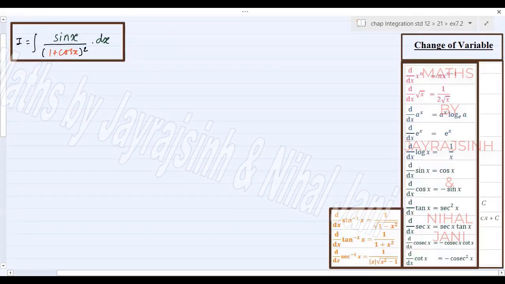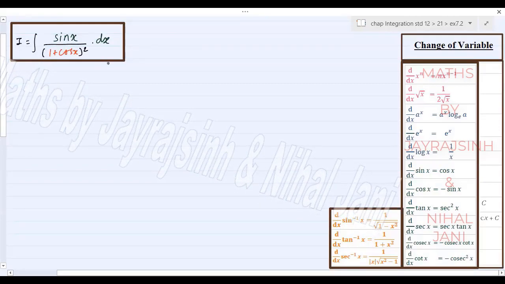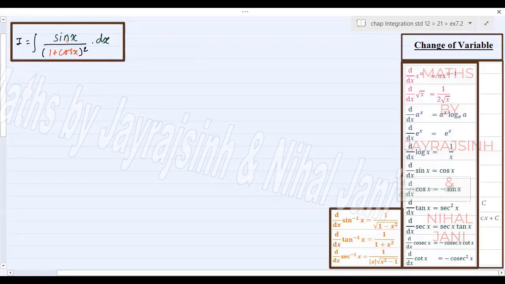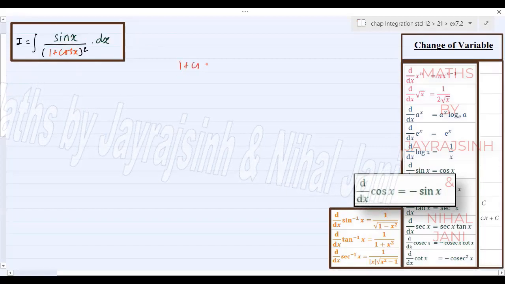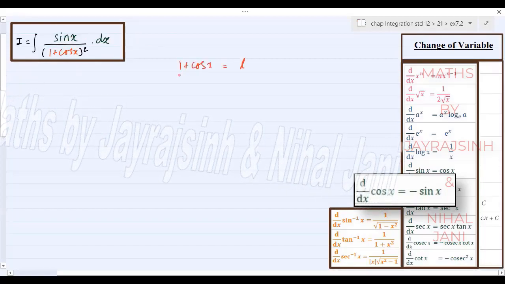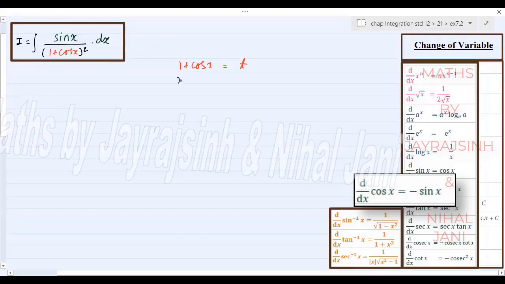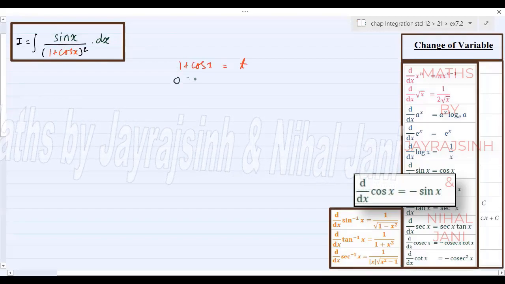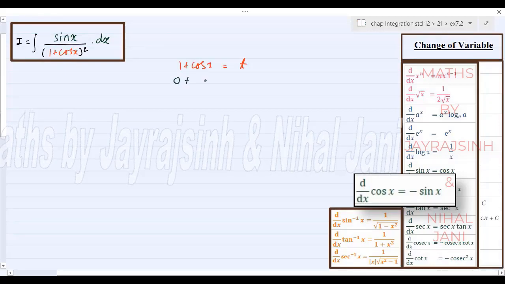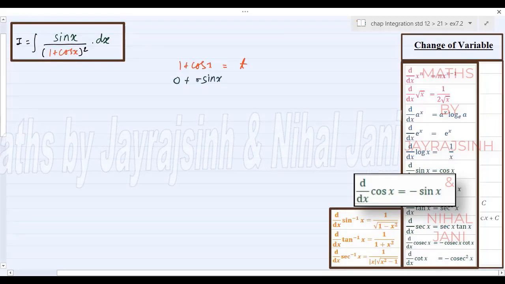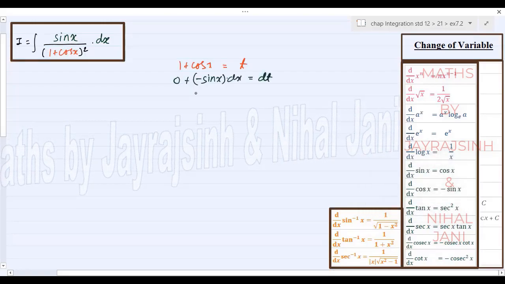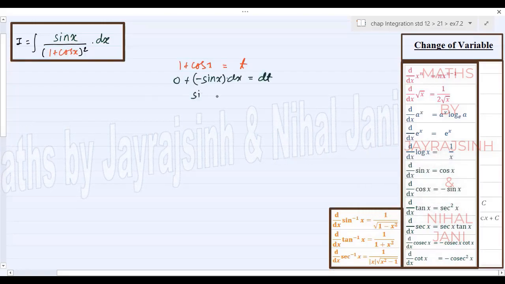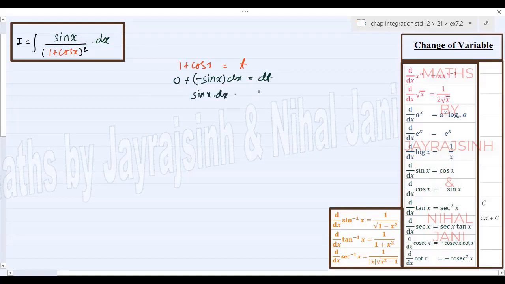Here we have to integrate sin x upon 1 plus cos x the whole square. Here the differentiation of 1 plus cos x is available. So let's assume 1 plus cos x as t. Differentiate both the sides. Differentiation of 1 is 0, minus sin x dot dx is equal to dt, or we can say sin x dot dx is simply minus dt.